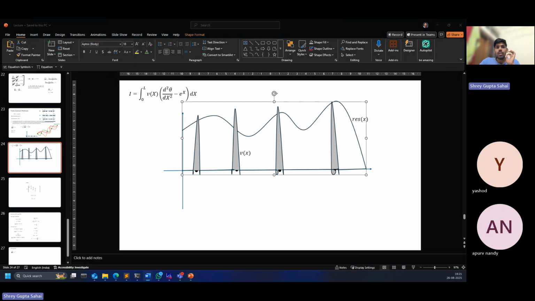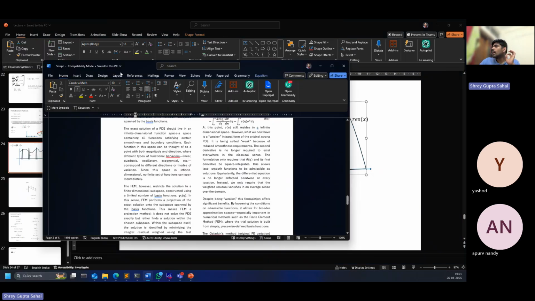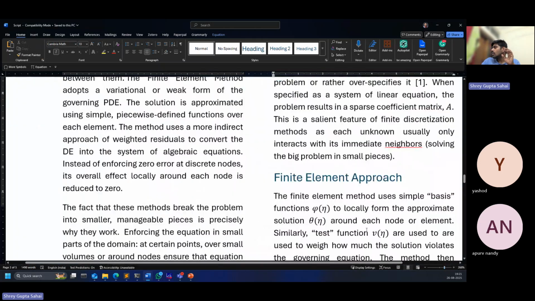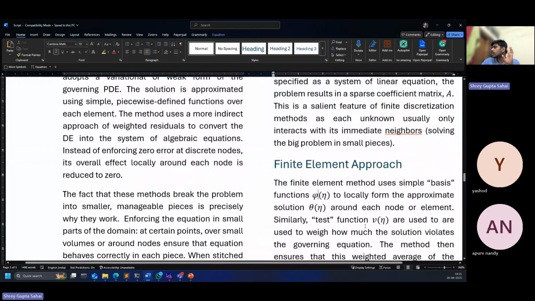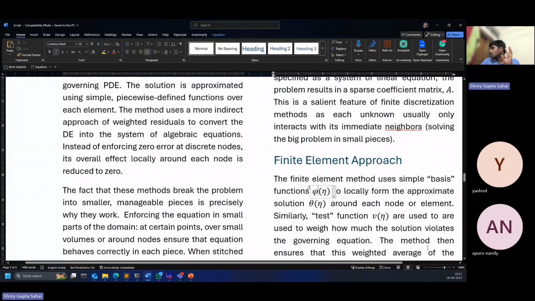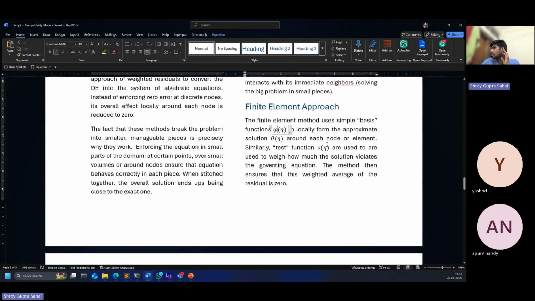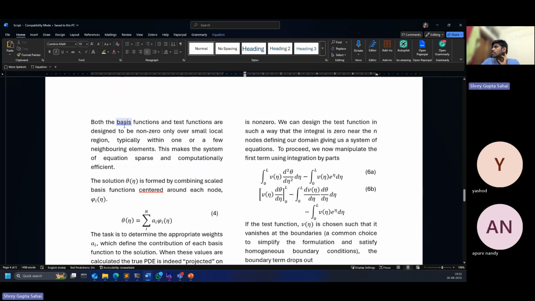Now let's come to the operational details of the method. Now we are going to get into the details. This is a write-up I developed while preparing for the class.